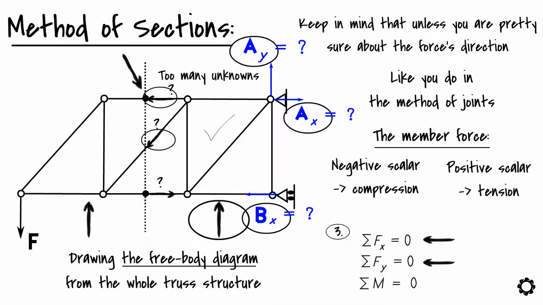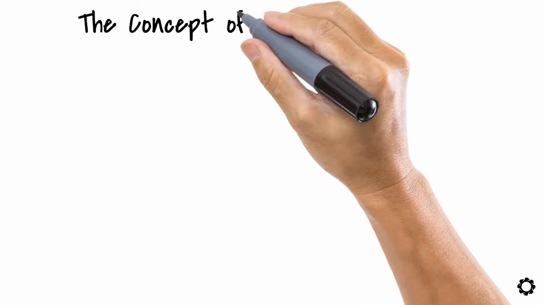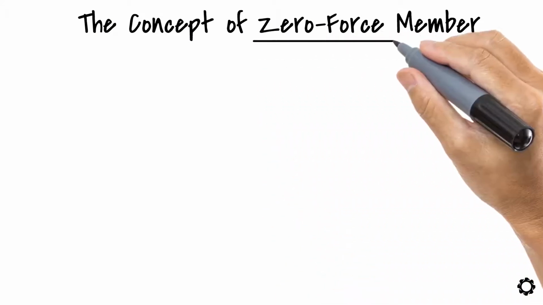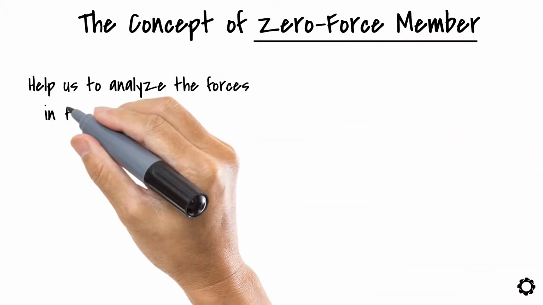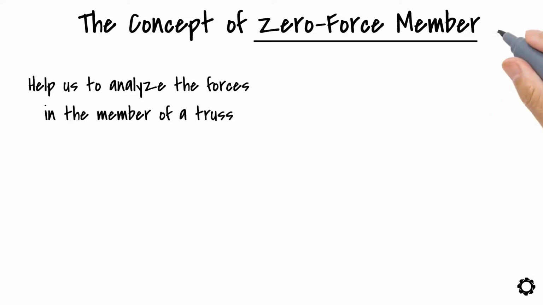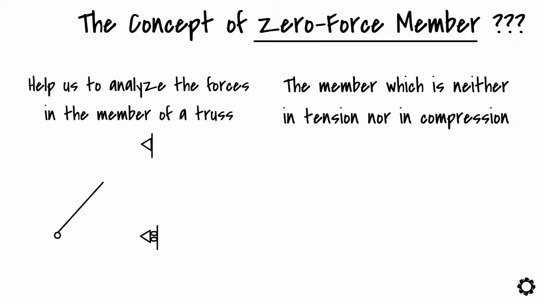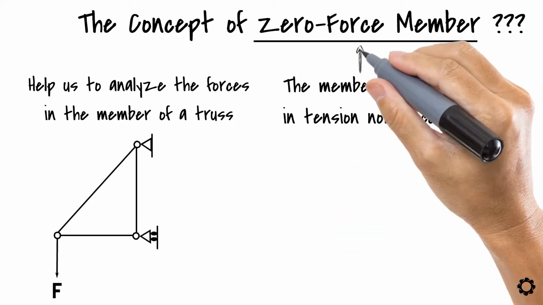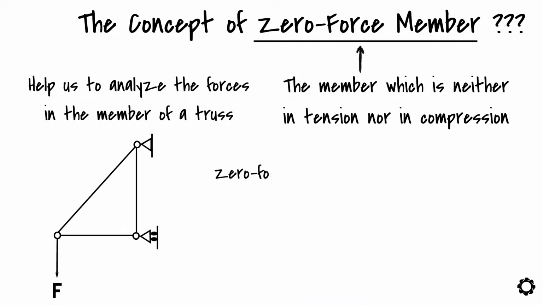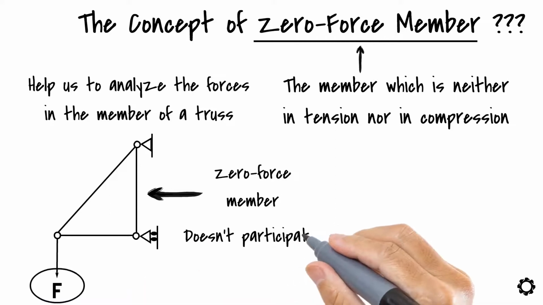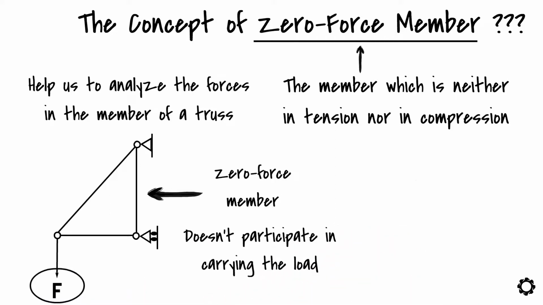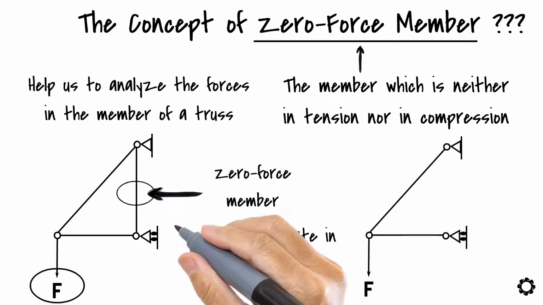Let's briefly discuss before we end here the concept of a zero force member, because understanding this concept will help us to analyze the forces in a member of a truss. So what is a zero force member? We can say that the member which is neither in tension nor in compression when the given specific load is applied on the truss is a zero force member. In other words, a zero force member is a member which under normal loading situation doesn't participate in carrying the load in a truss. We can remove zero force members from the investigated truss after we have recognized them.